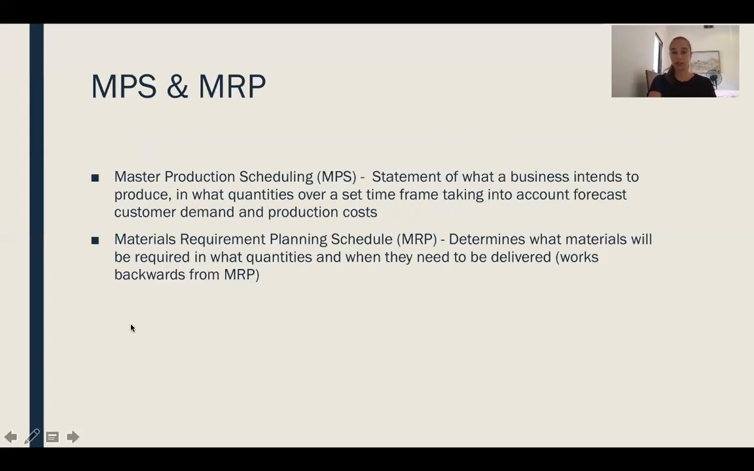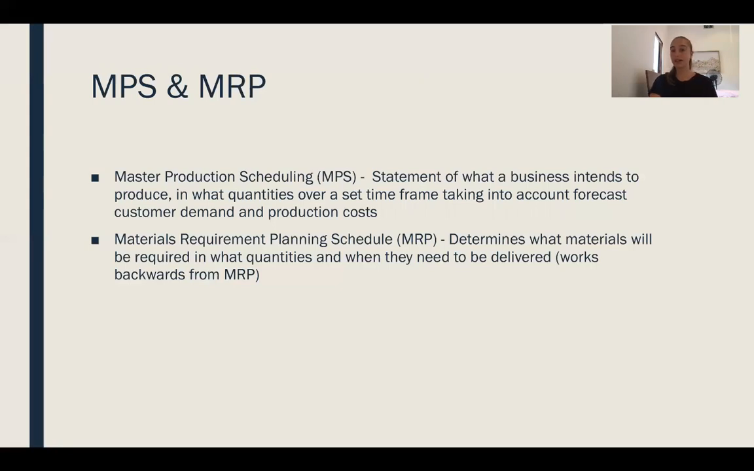In order to forecast correctly, there are two things that a business can utilize. The first one is your master production schedule. So your master production schedule is your statement of what the business intends to produce, in what quantities, and by when. And that's when they take into account all the things we spoke about before, like supplier lead-in time and seasonal variation. So an example of MPS would be a business wanting to create 100 blue t-shirts for February.